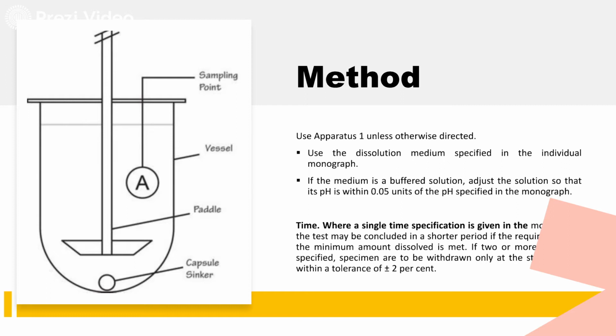Third is the flow through cell, and USP identifies 7 types of different apparatus which are used for in vitro analysis of the tablets. So unless and until it is specified as per Indian Pharmacopoeia, we need to use apparatus 1, which is the paddle apparatus, and the medium should be a buffered solution, and the solution has to be adjusted so its pH is within 0.05 units of the pH specified in the monograph.